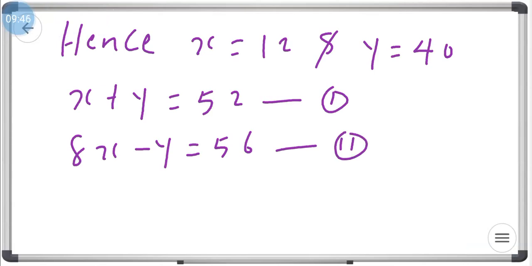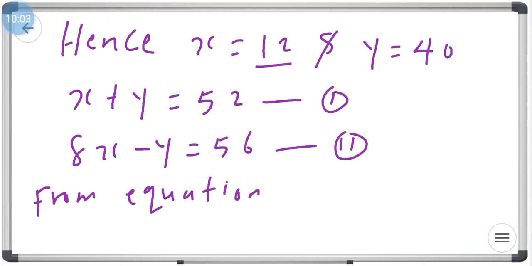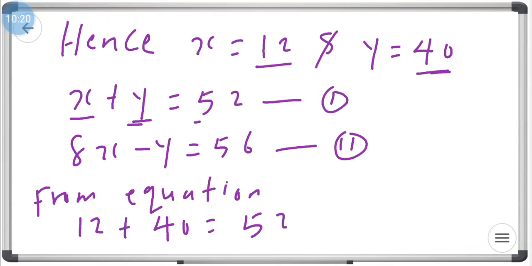Now let's check if our answer is right. From equation 1, instead of writing x here, we said x equals 12. So this implies 12 plus what's our y? 40. We got y to be 40. So 12 plus 40, that is 52. You can see that after adding x and y together, we got 52 that was given to us from the question.